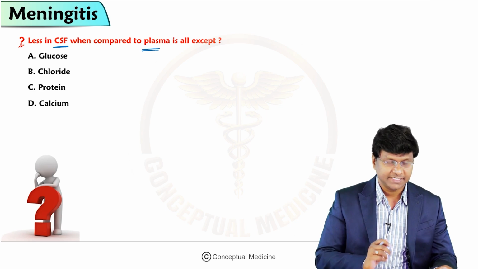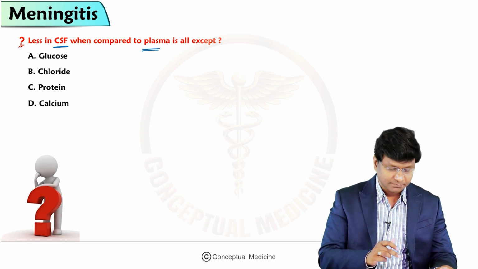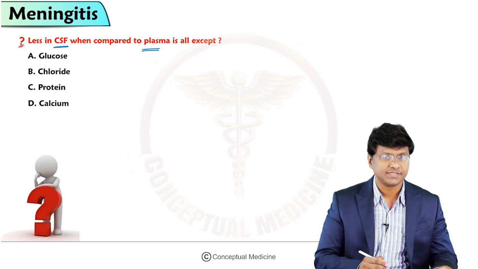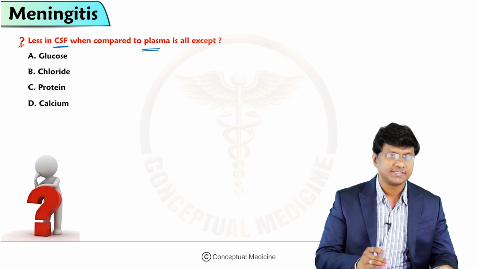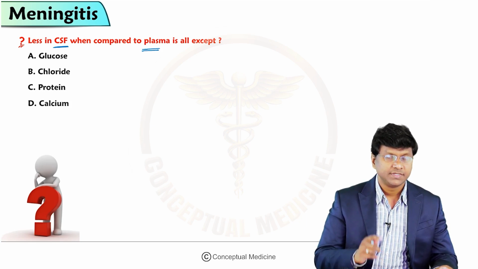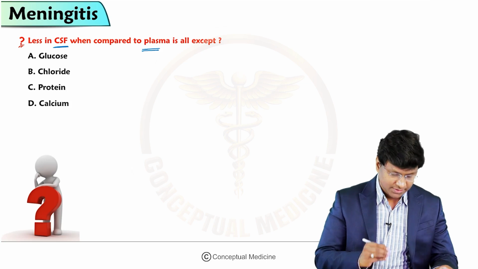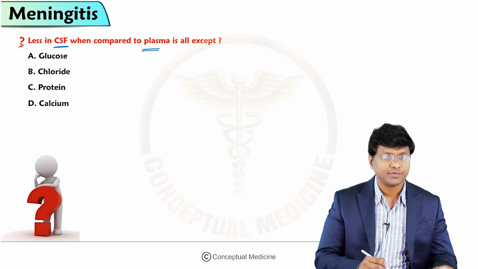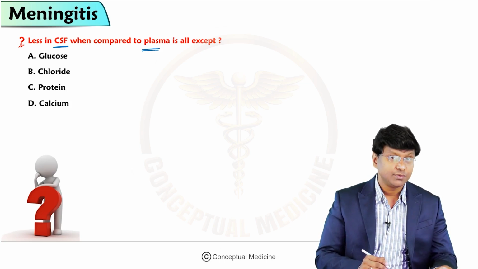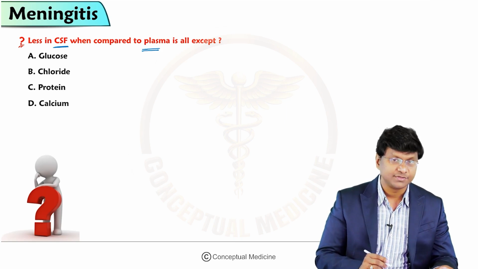All except. That means all of these substances are less in the CSF when compared to plasma, except one substance, which is more in the CSF than in plasma. The options are glucose, chloride, protein and calcium. Now let me discuss the values and then come back to this question.